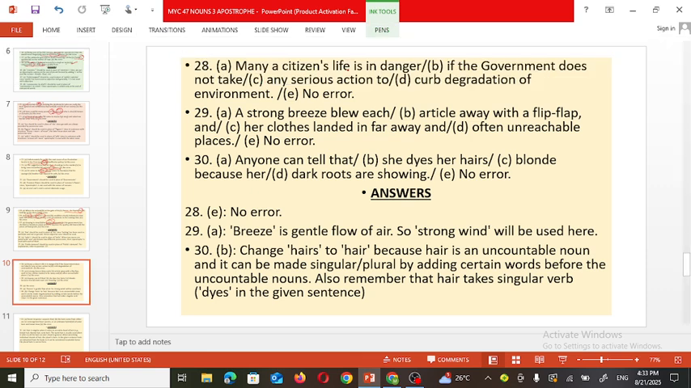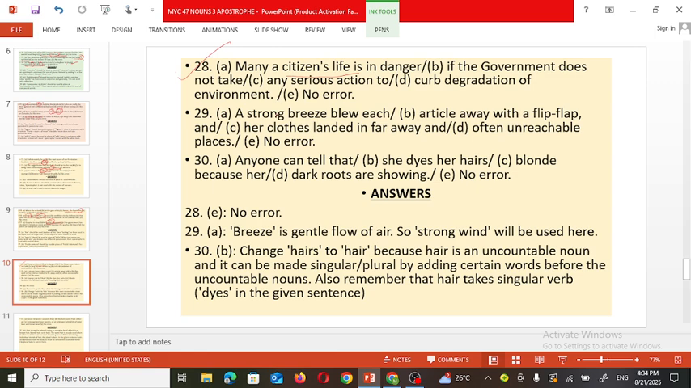Many a citizen's life is in danger if the government does not take any serious action to curb degradation of the environment. Many citizens' life is in danger. Citizens' life is the correct one here, and there is no error in the sentence. The sentence is correct.